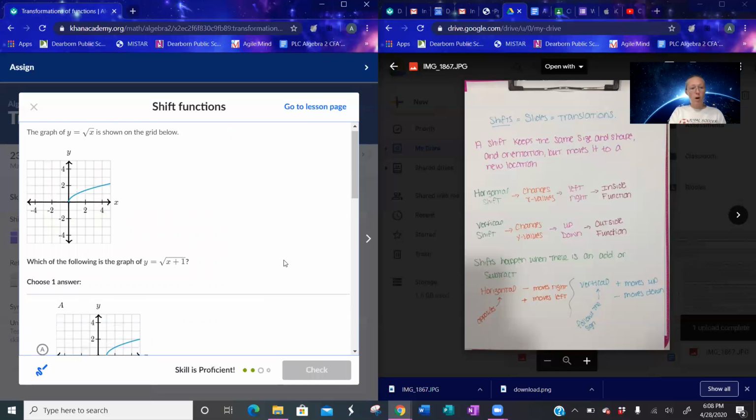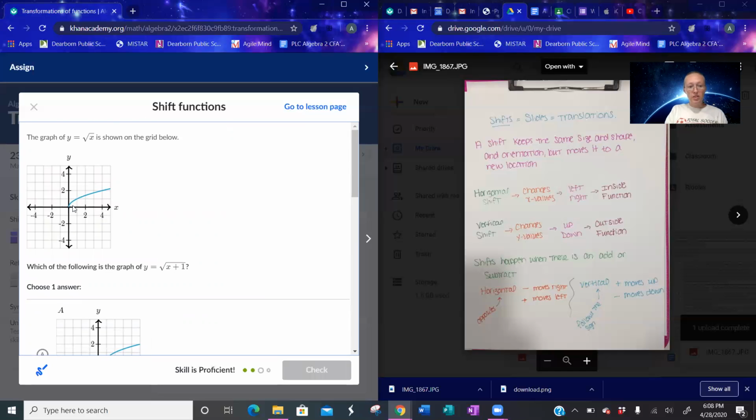All right, let's do one more together. Oh, good, this was one I wanted. This is the graph of the square root of x. Okay, that's what the graph looks like for a square root function. They want us to find this graph. Now, I don't have anything added or subtracted on the outside, so it's not going to move up or down. It's going to stay right where it is.